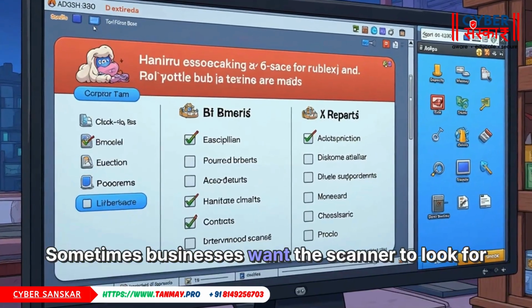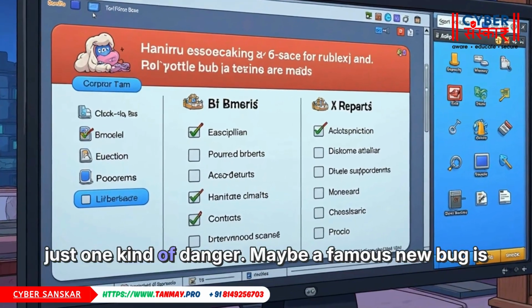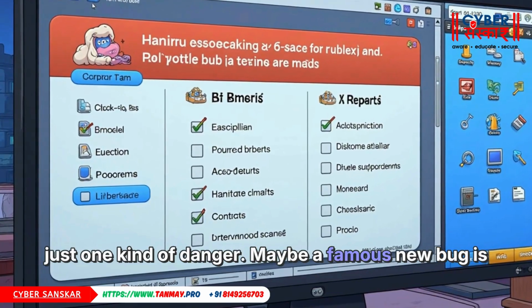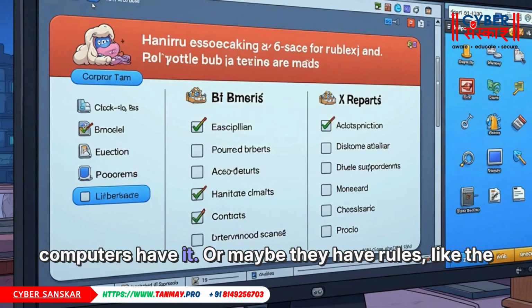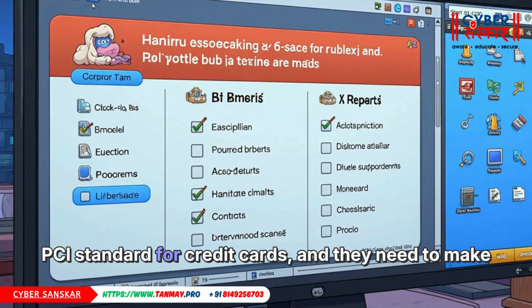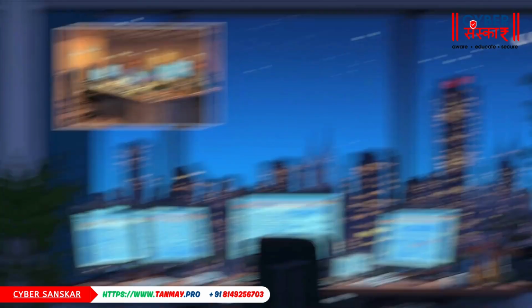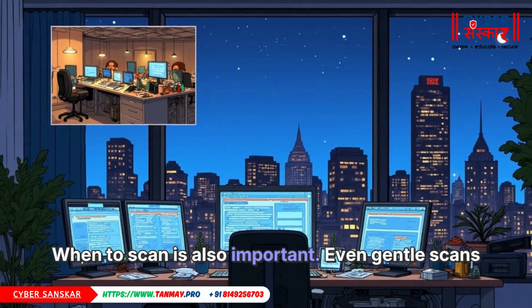Sometimes businesses want the scanner to look for just one kind of danger. Maybe a famous new bug is on the news, and everyone wants to know if their computers have it. Or maybe they have rules, like the PCI standard for credit cards, and they need to make sure those rules are followed. When to scan is also important.